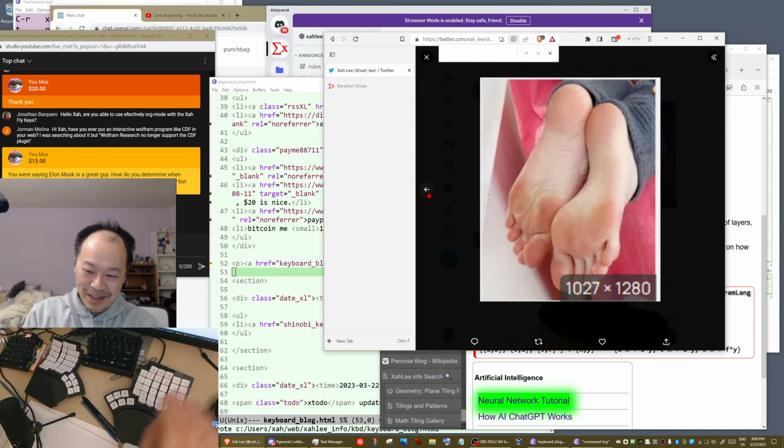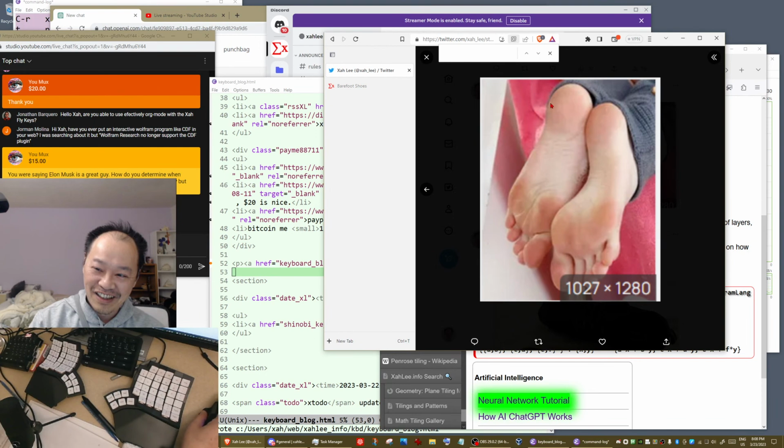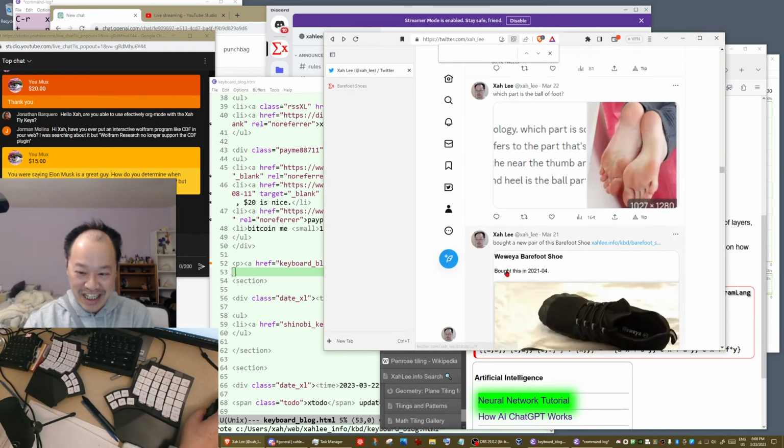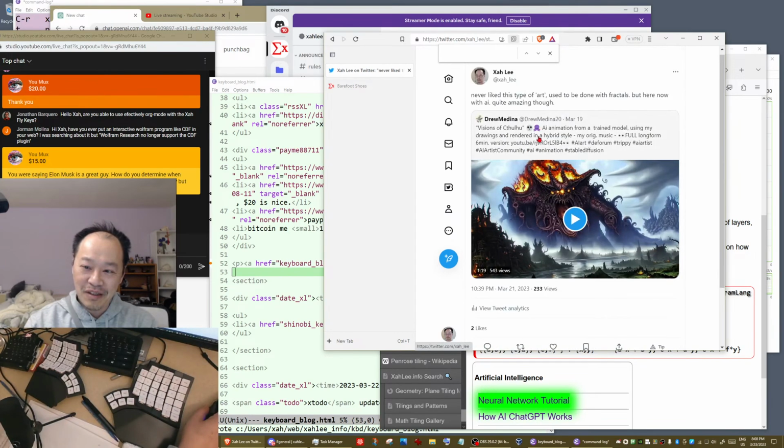The topic here is which part of the foot is sole, ball, and heel. A very confusing terminology. Normally I thought this is the ball because it looks like a ball, but no, this part is called the heel, and the palm part of the foot is called the ball. So this part is ball, this part is heel, and the whole flat bottom is called sole. That's what this picture is for. Linguistics.